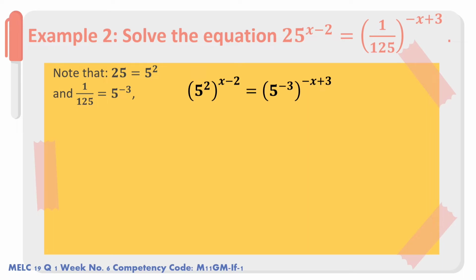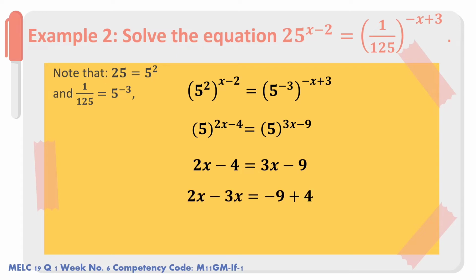Applying the power to power law of the exponent, we have 5 raised to 2x minus 4 equals 5 raised to 3x minus 9. Since we now have the same base, we can equate the exponents. 2x minus 4 equals 3x minus 9. Applying the addition property of equality, we have 2x minus 3x equals negative 9 plus 4. Evaluating, we have negative x equals negative 5. Solving for x, multiplying both sides by negative 1, therefore we have x equals 5.